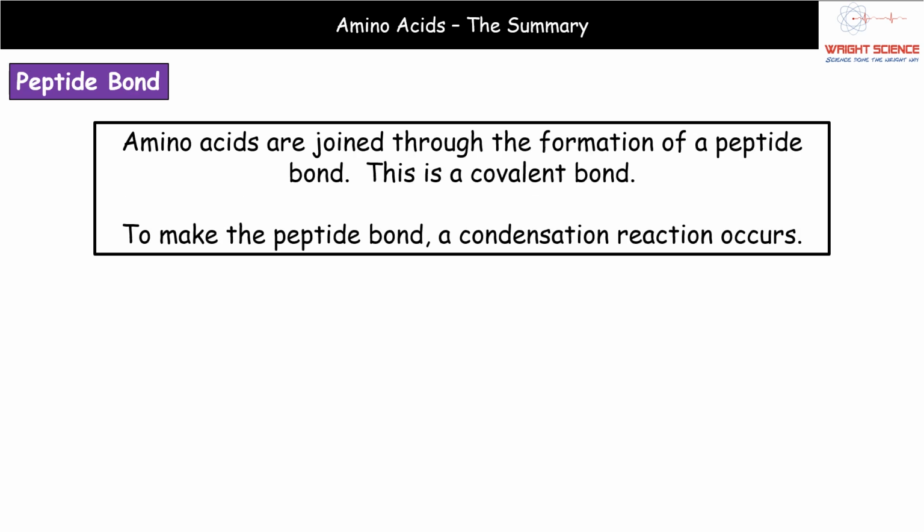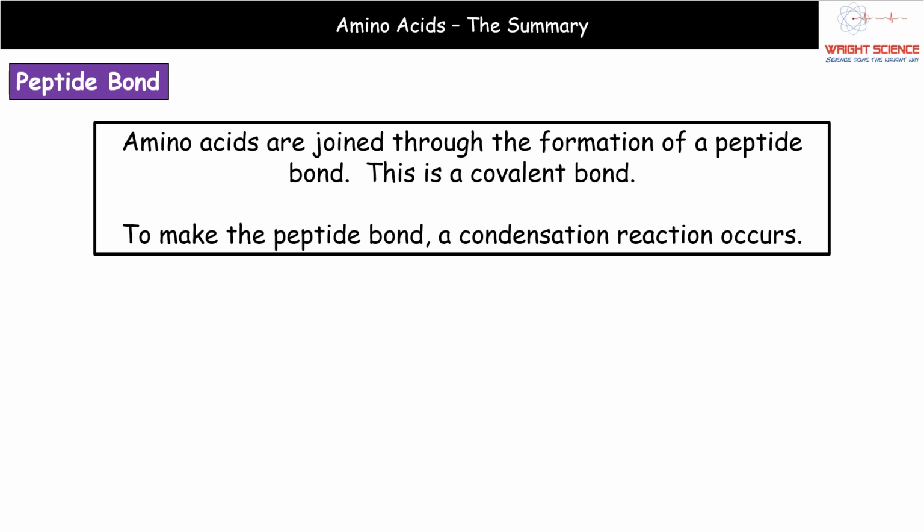The next thing we need to know to do with our amino acids is how they join together. We're going to go on to have a look at a couple more videos in this series looking at what actually happens with the proteins themselves. But let's start with the most basic point first of all.